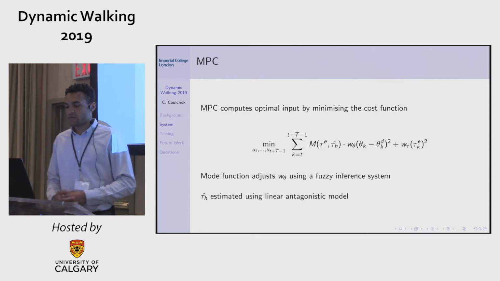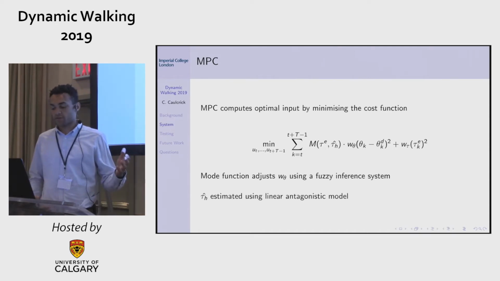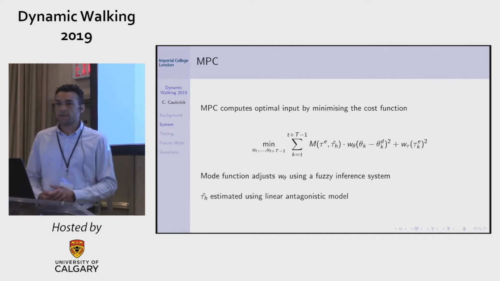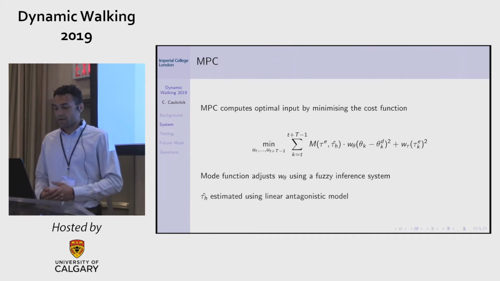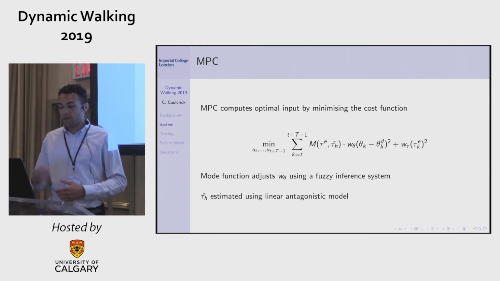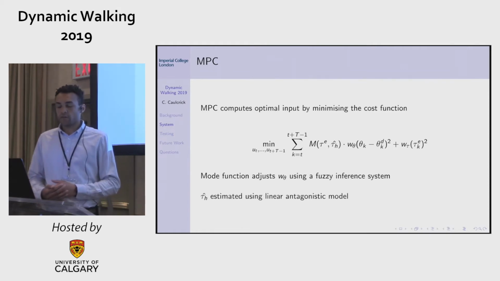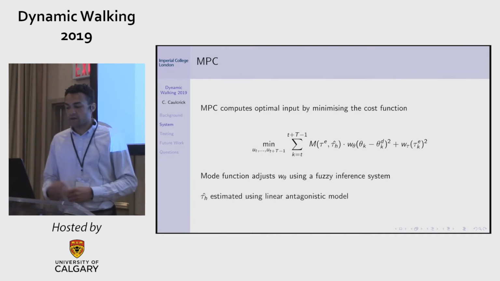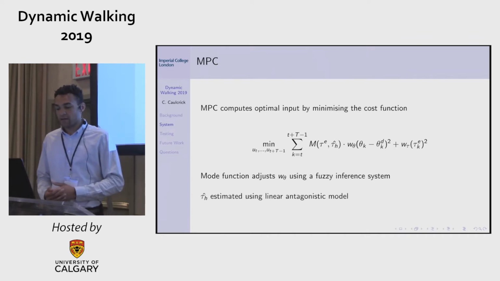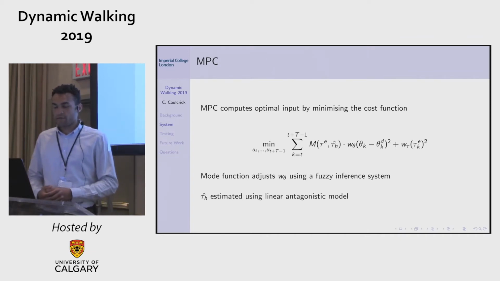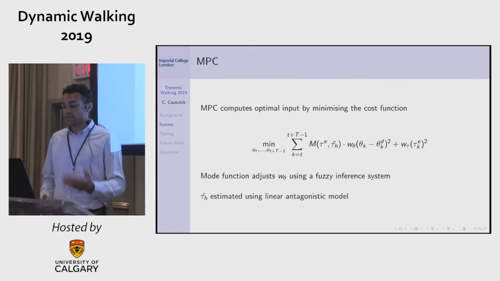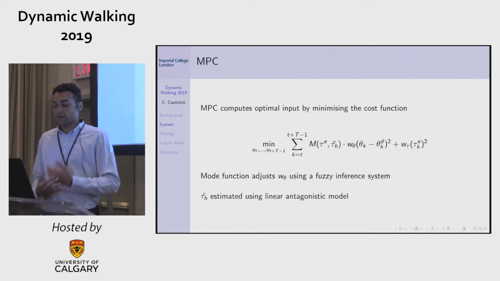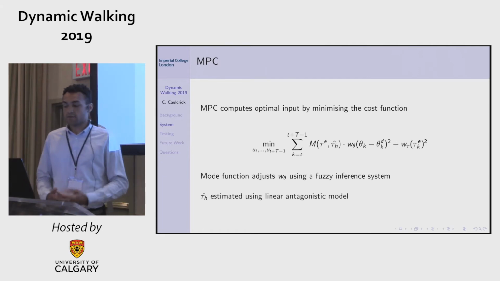Our MPC computes the optimal input by minimizing this cost function. Here, W theta is our tracking error weight, W tau is our input torque weight, and M is our novel mode function. This function adjusts the weight, essentially changing the gain, using a fuzzy inference system. The input to this fuzzy inference system is the exoskeleton torque at the current time and the estimated human torque at the current time.